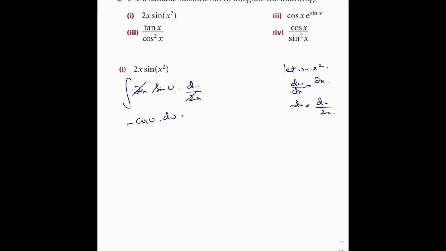Okay, what was u? It was x square. I can write minus cos x square. This is the final answer, plus c.